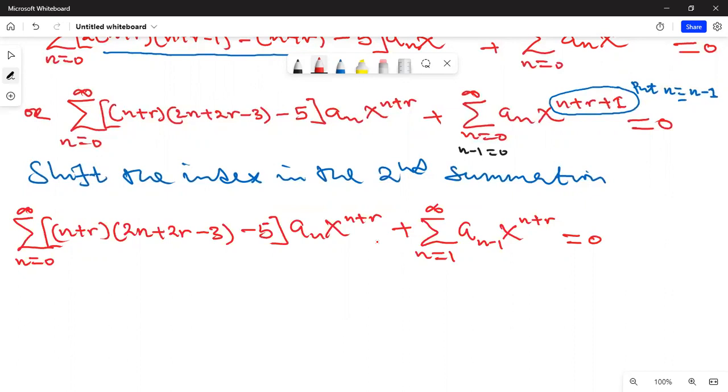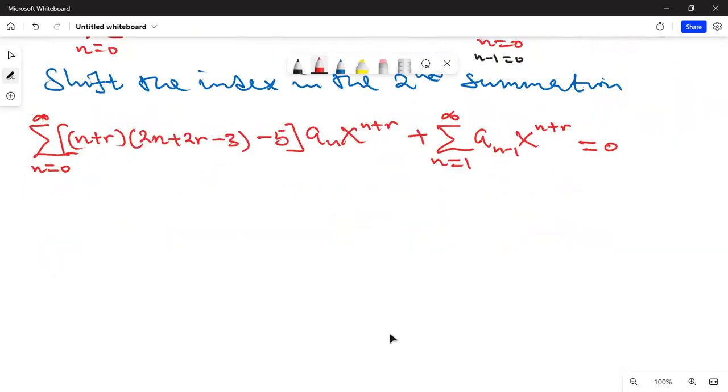So now you see the powers of x are the same. You can now combine these two summations, but it is not possible because the first summation starts from index 0, and the second summation starts from index 1. You must ensure that they are starting from the same index. So I have to ensure that the first summation starts from index 1 so that I can combine it with the second summation. I'll evaluate the first term in the first summation so that the second term going onwards will start from index 1.